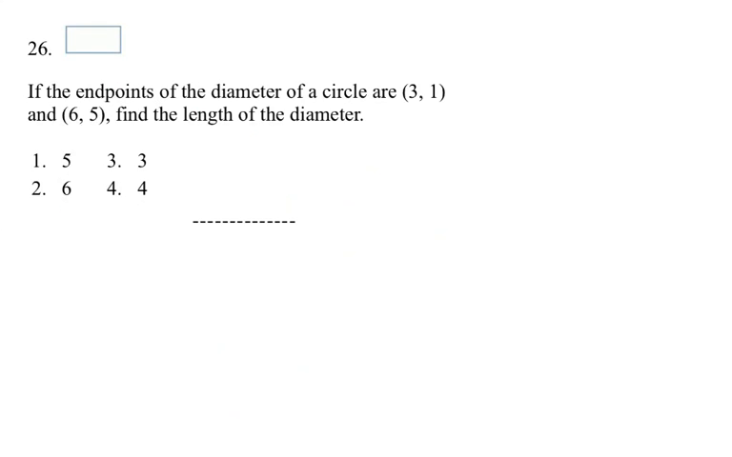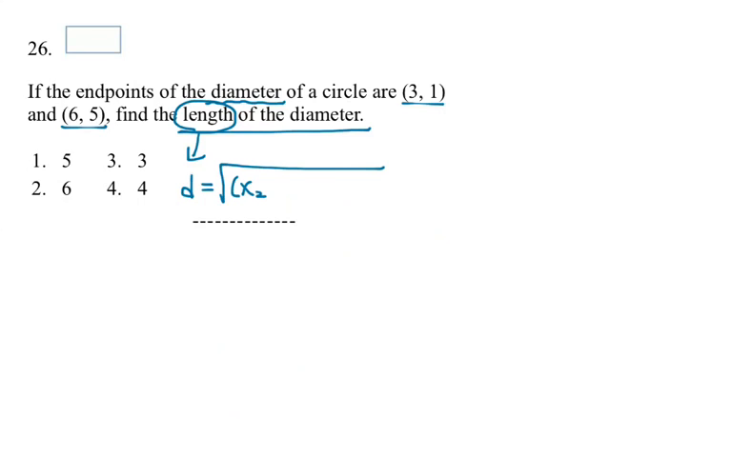Now, number 26. If these are the endpoints of the diameter, find the length of the diameter. How would you do it? You see, the length in this case implies the distance. So we're going to use the distance formula: the square root of x sub 2 minus x sub 1 squared plus y sub 2 minus y sub 1 squared.